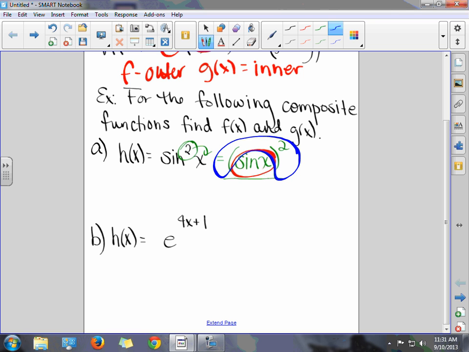So let's identify both of these. My inner function is g. g of x is going to be equal to sine x. And although that x isn't there, my outer function is squared. And we can't just throw a squared there without anything else, so my outer function is x squared. And if I were to make the composite f of g of x, I would end up with what I started with.